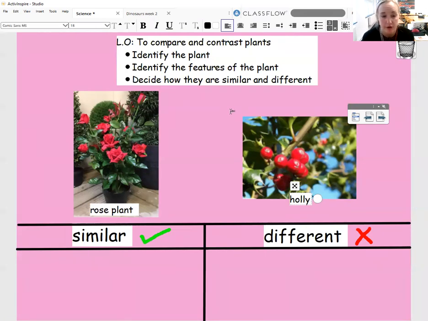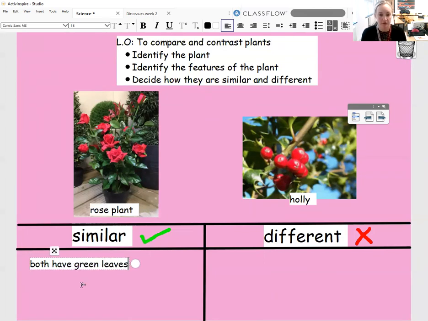So I know that a rose plant has flowers, has stems with thorns on, has leaves, and it grows out of a seed. In terms of holly, I know that holly has red berries on, it's an evergreen, so it's green all year round, and the leaves are very sharp and spiky. So let's think of things that are similar between them, so things that are the same. Well, we can say that they both have green leaves.